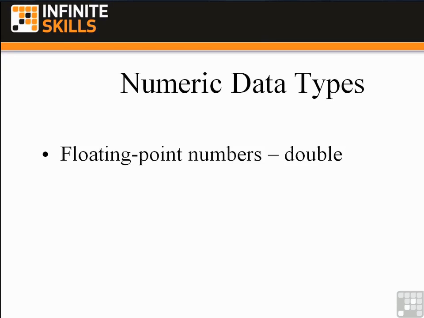After integers, we have data types for floating point numbers. The most common of those is the data type double. It can hold up to 8 bytes of data, or 1.7 times 10 to the 308th power, or 1.7 times 10 to the -308th power.